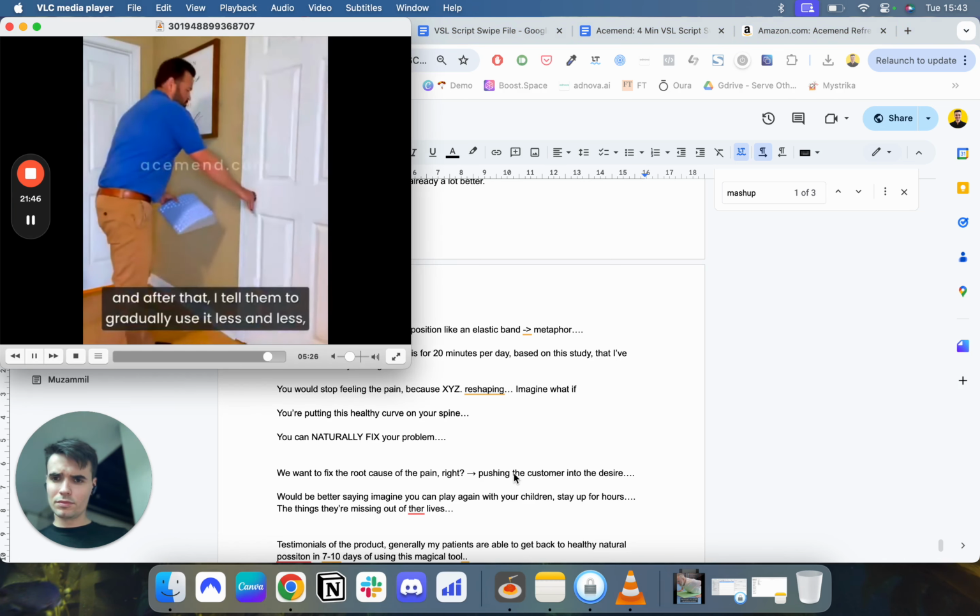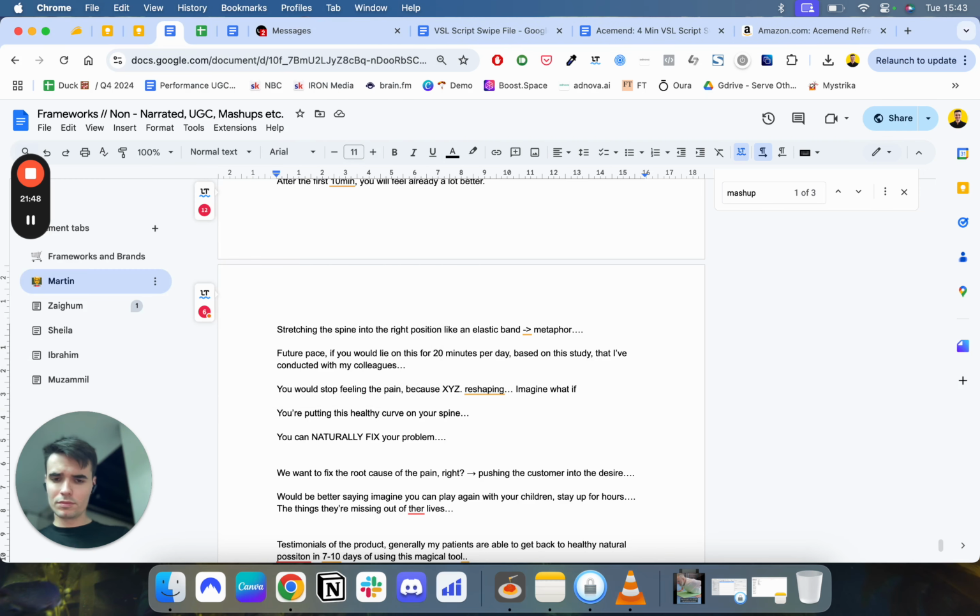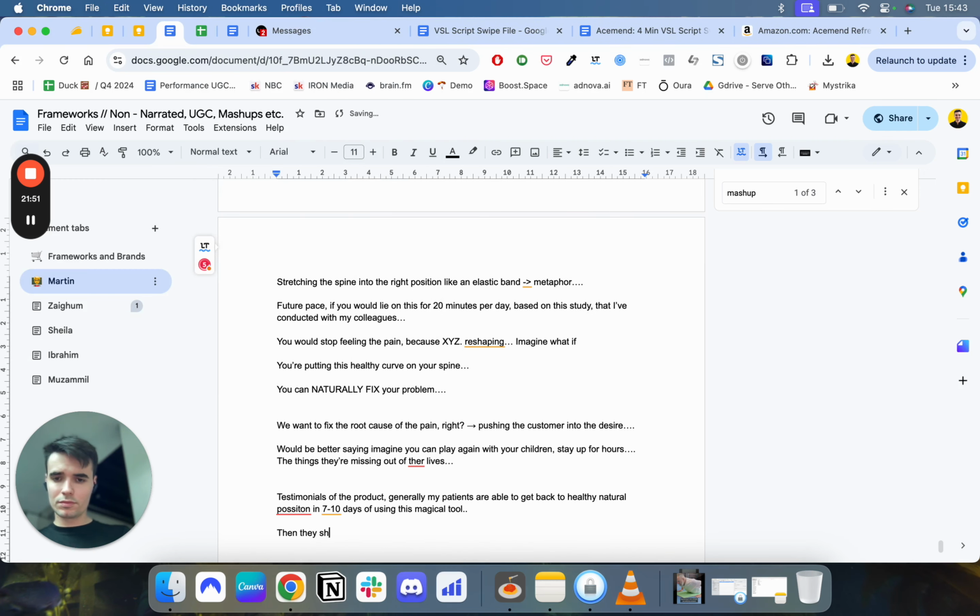And after that, I tell them to gradually use it less and less, and then keep an eye on their posture when they sit at their computer or watch TV. And that's exactly what I recommend to everyone who is suffering from sciatica and other pains that spread from their back to the hips.